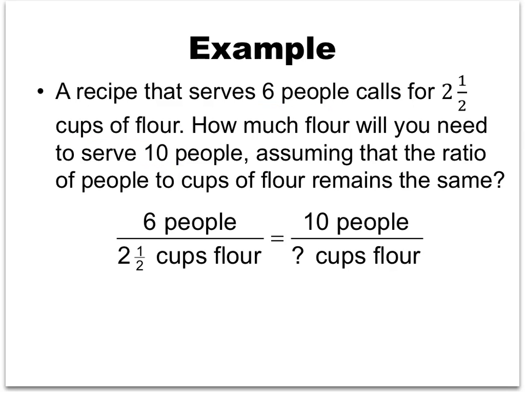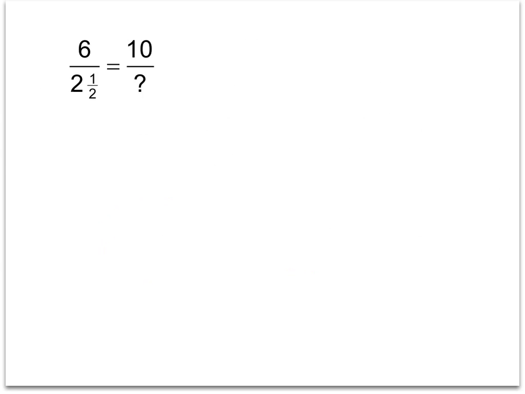So let's set this up as a cross multiplication. So we're going to set up a proportion. We're going to take this original ratio of 6 people to 2.5 cups of flour and set this equal to 10 people divided by the unknown cups of flour. Now don't let the fact that this number over here in this denominator is a mixed number scare you. It's just a number. So let's solve this.